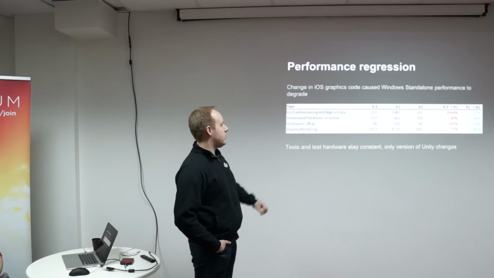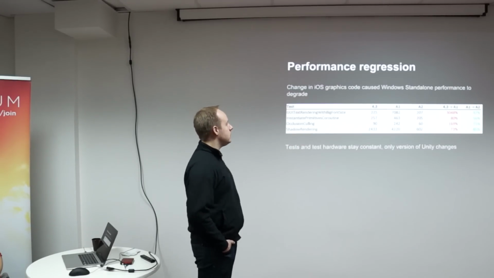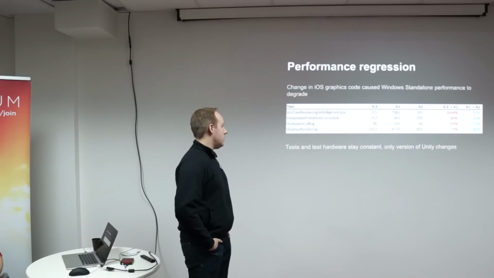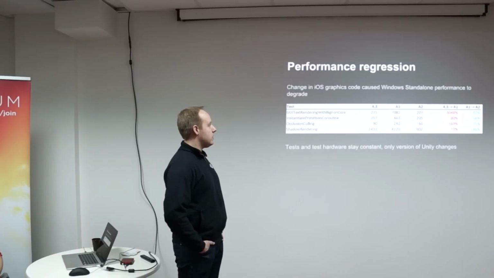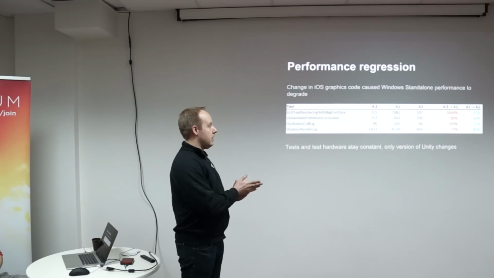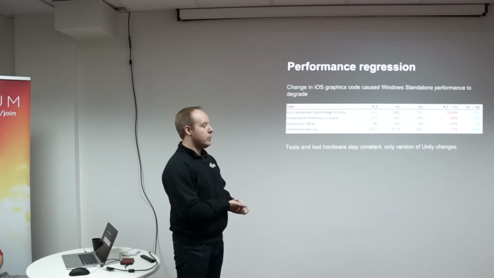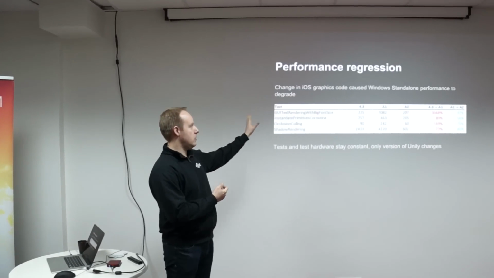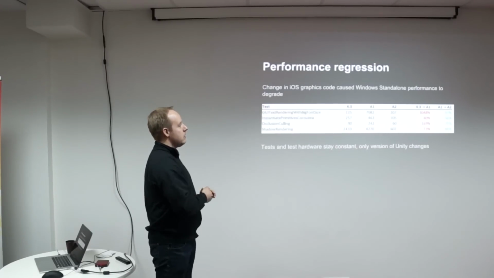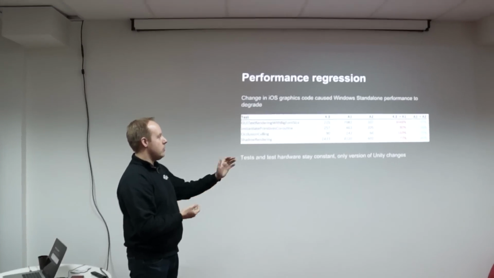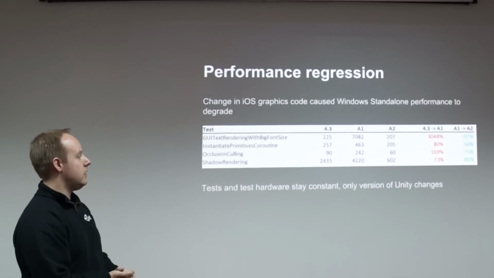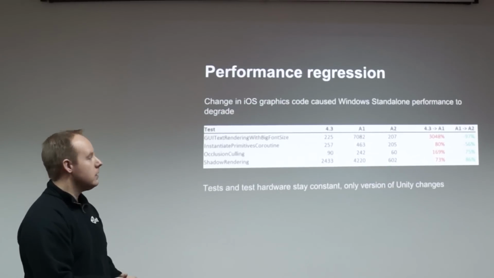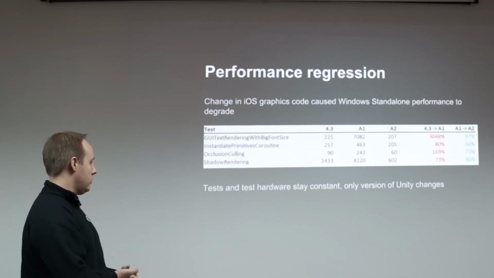And what you can see in this table is that in version A1, we had a change in the iOS graphics code, and this change had an effect on Windows standalone performance. This is something you may not necessarily notice easily if you have no feedback, because you are changing something on iOS somewhere on the other end of the code base, and you have an effect on Windows standalone performance. So when we have feedback, then we can notice this kind of bugs or performance regressions in the code.